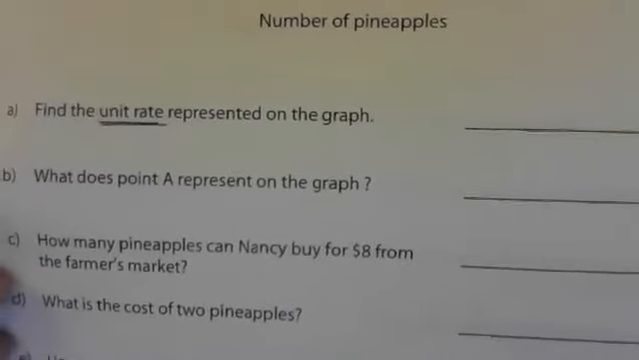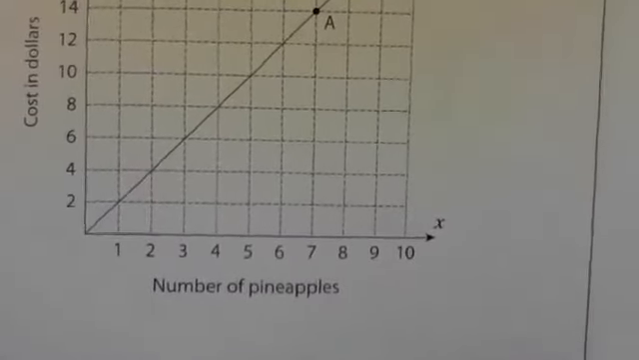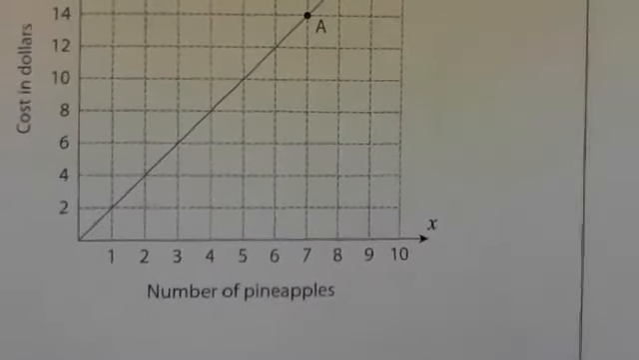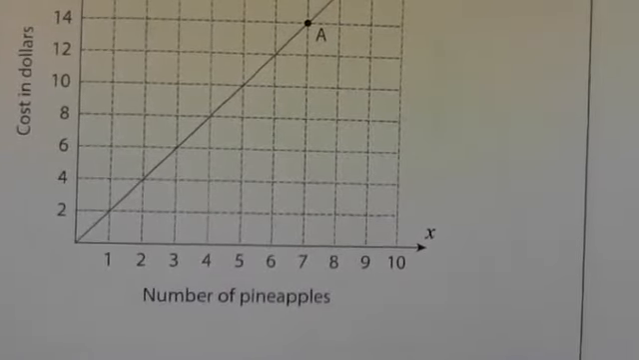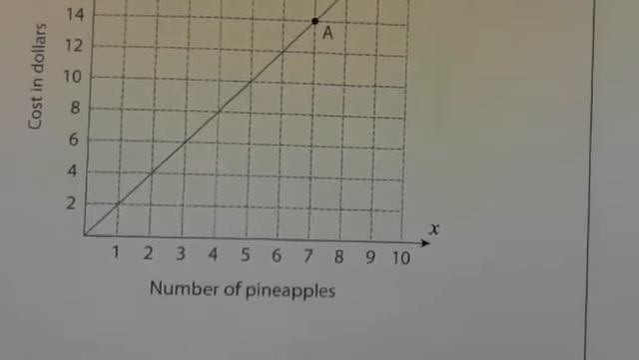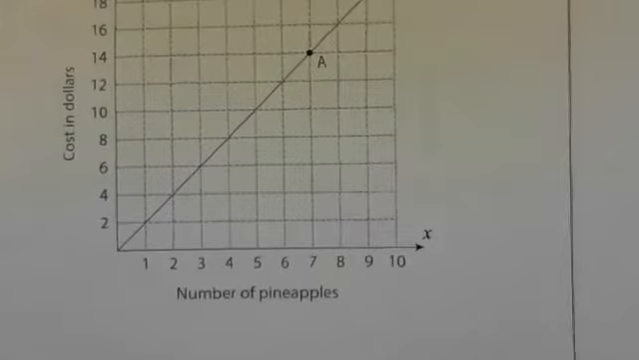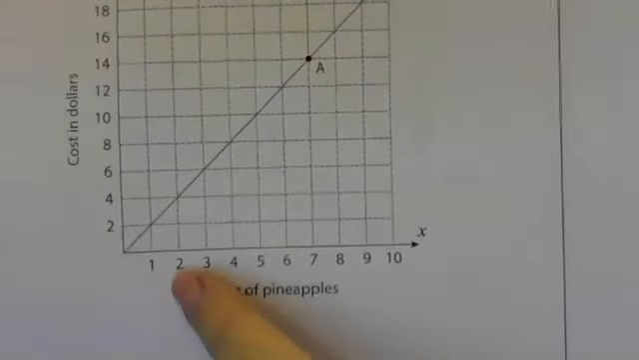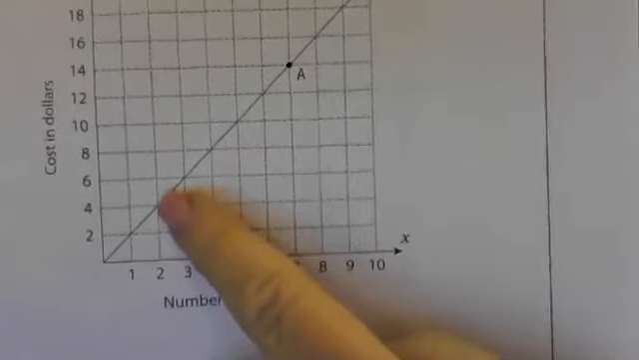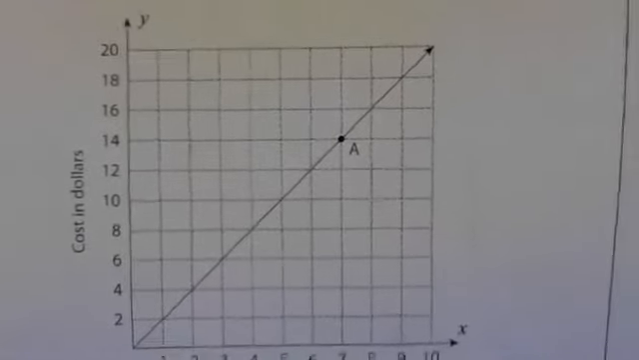Now it says, what is the cost for 2 pineapples? Find 2 on your graph, 2 pineapples, not $2. Find 2 pineapples, go up to the line of the graph, and go to the left. Oh, wait a minute. What did it say? What is the cost of 2 pineapples? Okay, so we need dollars. So go to 2 pineapples, go up to the line, and go to the left. It costs $4. Do you see how the graph works?